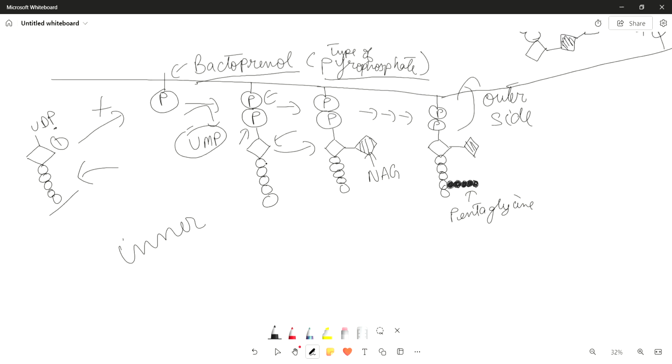The complex will not be modified, but will be added to. What are we going to add to it? Two things. First would be a NAG unit, the same sugar that we had before. N-acetyl glucosamine will be added to the N-acetyl muramic acid through a glycosidic bond. The second thing which will be added is the pentaglycine, which is responsible for the formation of cross-linking between different peptidoglycan chains, and it will be added to the peptide chain. Then the bactoprenol will transfer this from the inner side of the plasma membrane to the outer side of the plasma membrane.